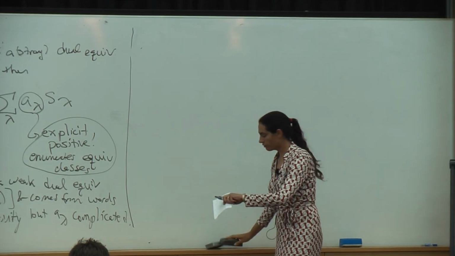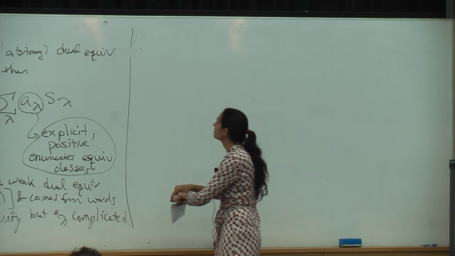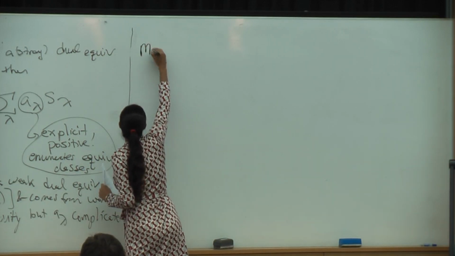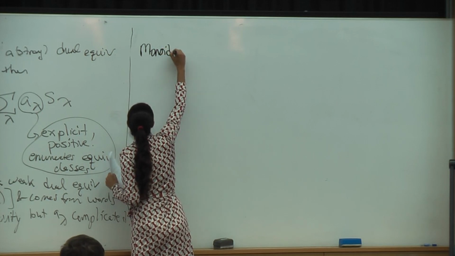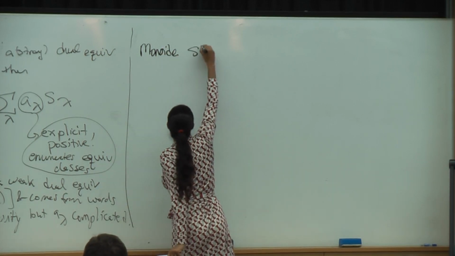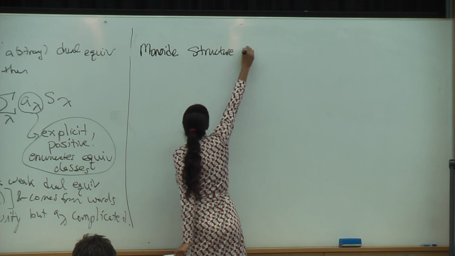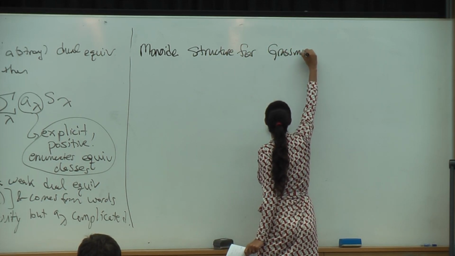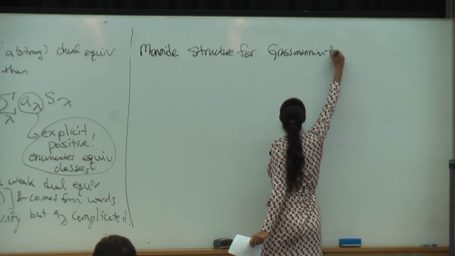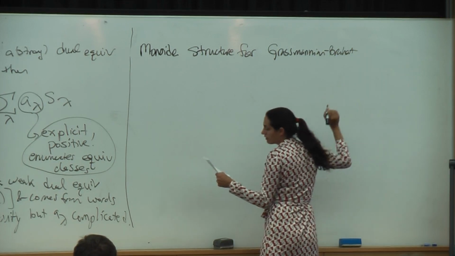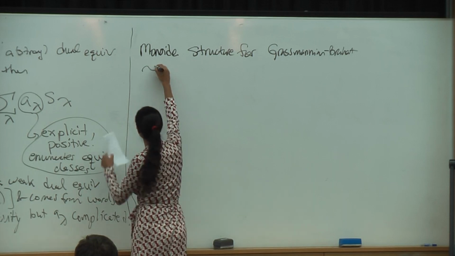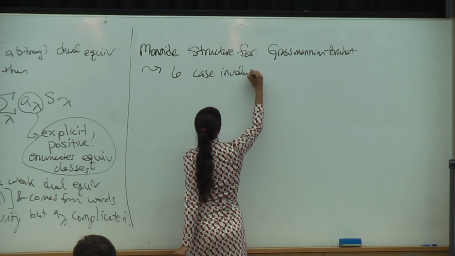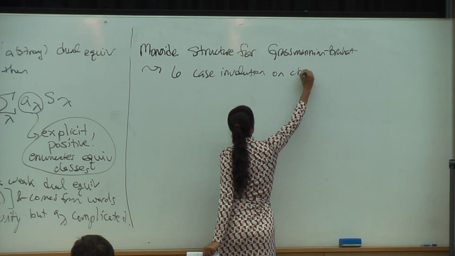All right, so that's all said in some kind of general framework. So I guess I have a fourth half of my talk, but it's really short. The last half is that we have a monoid structure for the Grassmannian Bruhat order. And that leads us to a 6-case involution on chains.